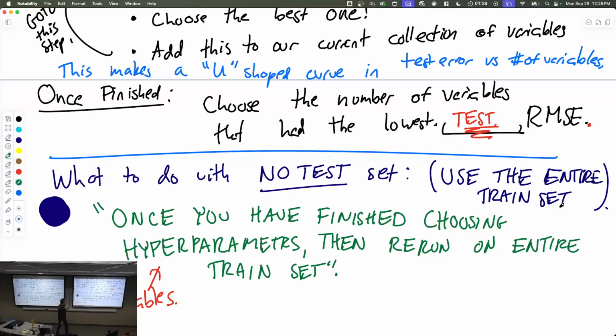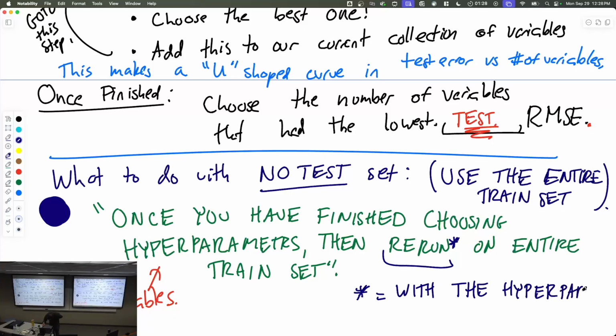Okay, so this is important. This is what I mean by rerun. The rerun is doing some heavy lifting. And so rerun means rerun it, let's put a star, equals with the hyperparameters you found already. With the hyperparameters you found already. Okay, so what I mean is, when I say rerun it, I don't mean throw everything away and start over like you've done nothing. I mean, using the best variables you found in the first step, take those choices and apply them to the entire data set.